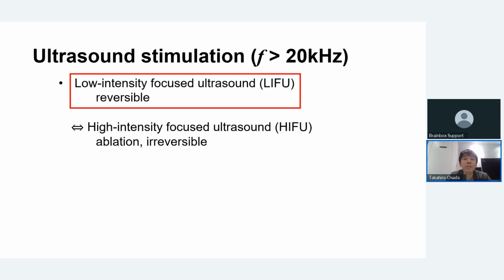In this talk, I will deal with low-intensity focused ultrasound, LIFU. In this method, ultrasound waves with low energy are emitted. LIFU is used for reversible neuromodulation. LIFU is distinguishable from high-intensity focused ultrasound, HIFU. In HIFU, heat caused by high-intensity ultrasound is used for therapeutic process, such as ablation. HIFU is basically an irreversible method, not reversible.